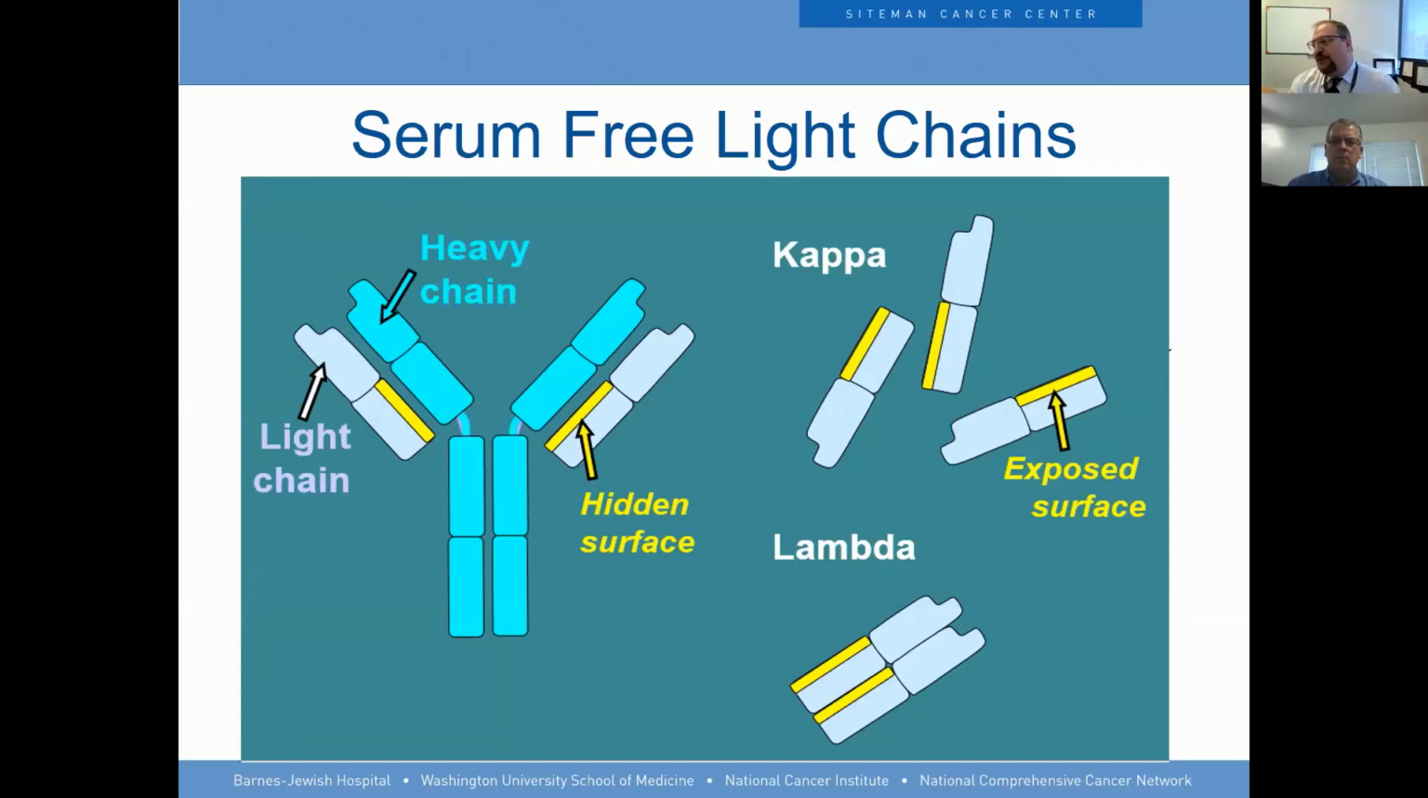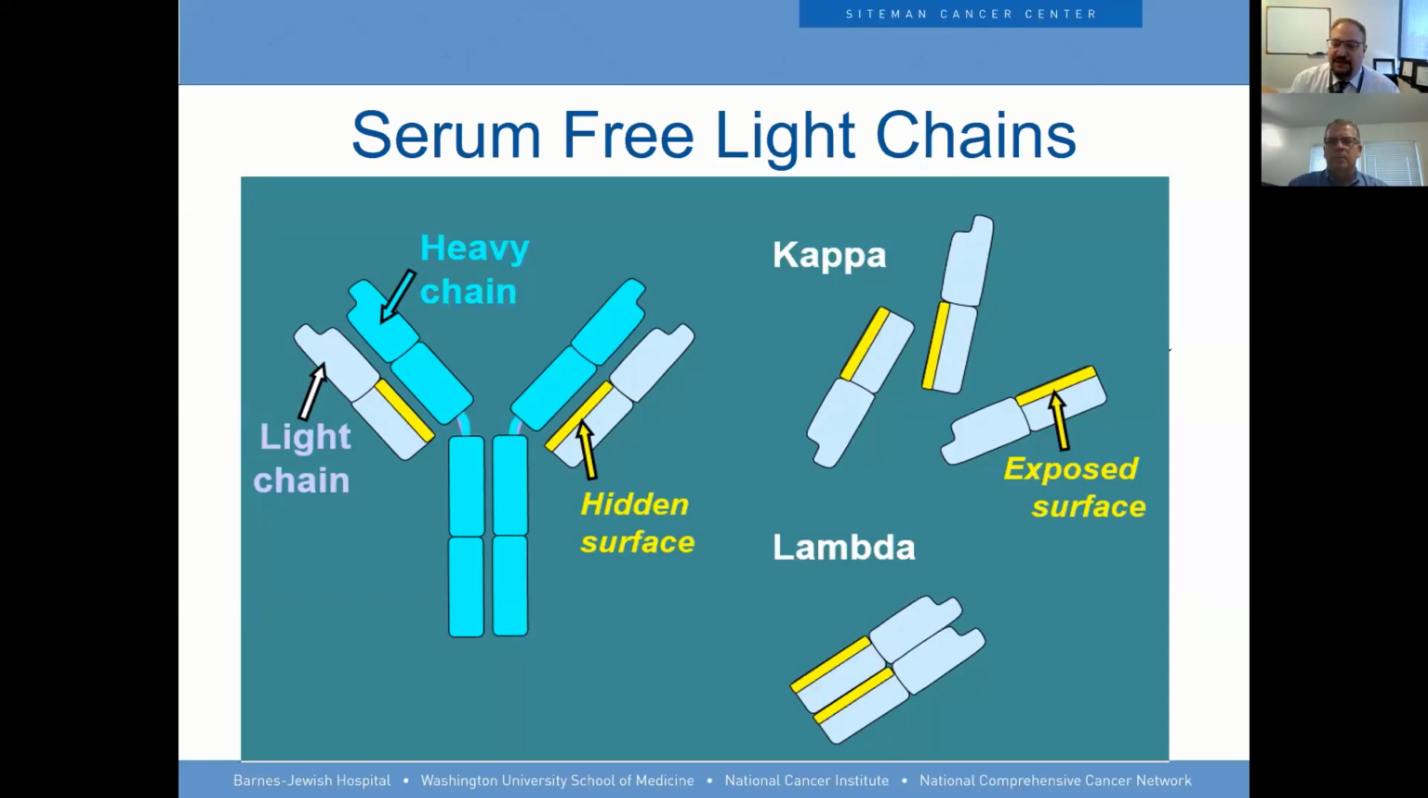It's also important to know that this test is not specific for monoclonal light chains, so it detects all light chains. All of us have a small amount of free light chains circulating, and these can be detected at a very low level, typically in the 2 to 3 milligram per deciliter range.